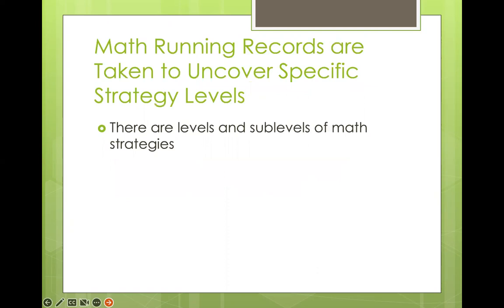So when we look at math running records, they're taken to uncover specific strategy levels, right? And we know what those levels are. Like there's level 0 where kids have no strategy. There's level 1 where they're doing a lot of counting. There's level 2 where they are doing it in their head. There's level 3 where they've really started looking at numbers and depending on strategy. So they'll use what they know to help with what they don't know.